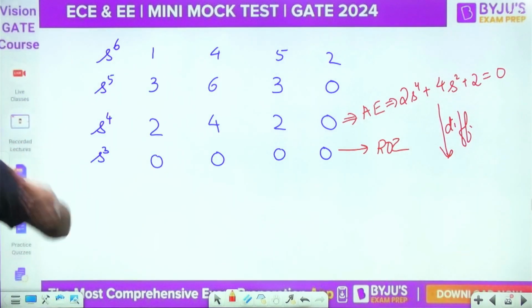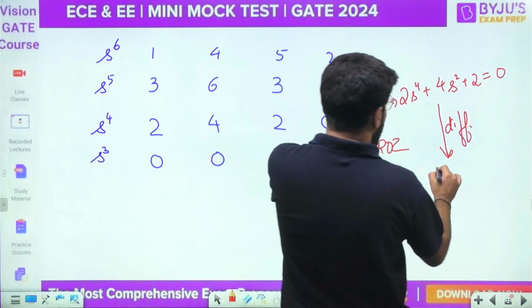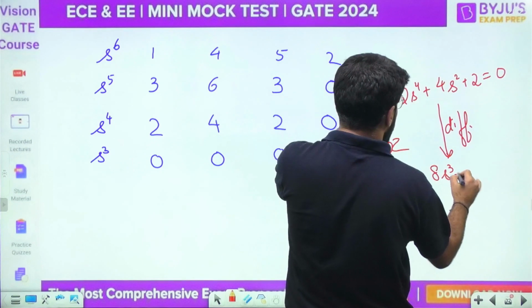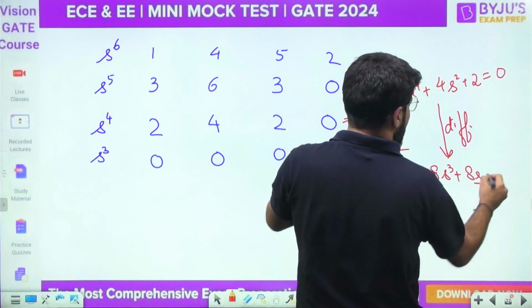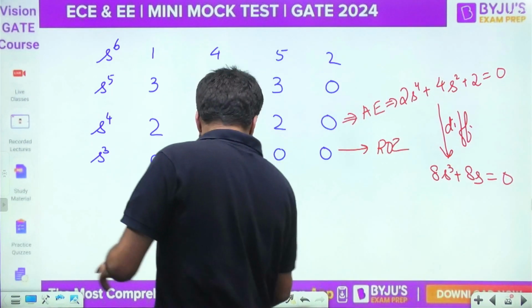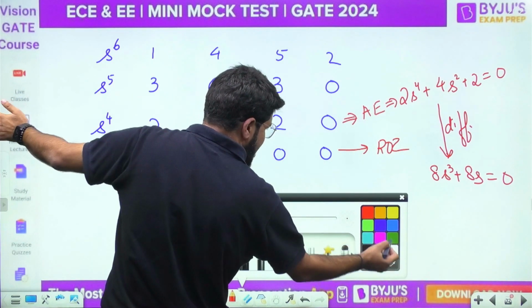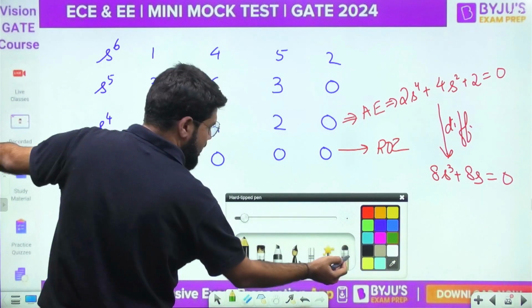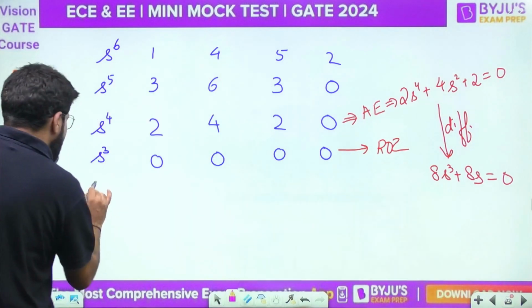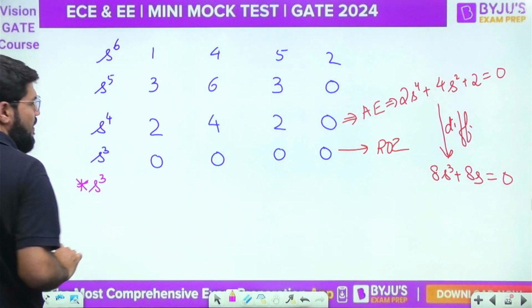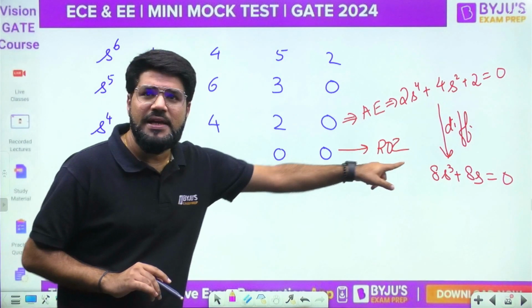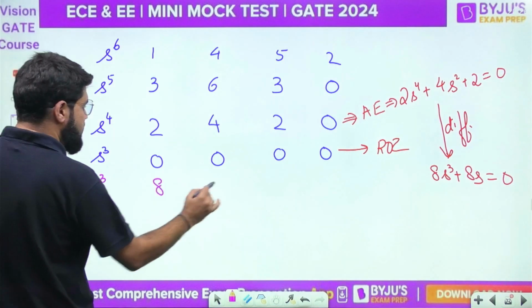Okay, so let me differentiate this. If I differentiate this, I'll get 4s cube plus 8s equal to 0. And with this I will be getting what? I will be getting the modified, the corrected s power 3 row. The row will be replaced with the s power 3 row with the coefficients 8 and 8.